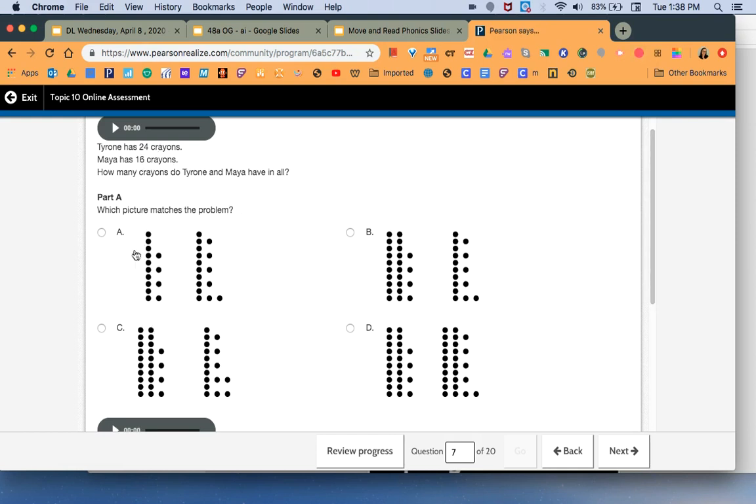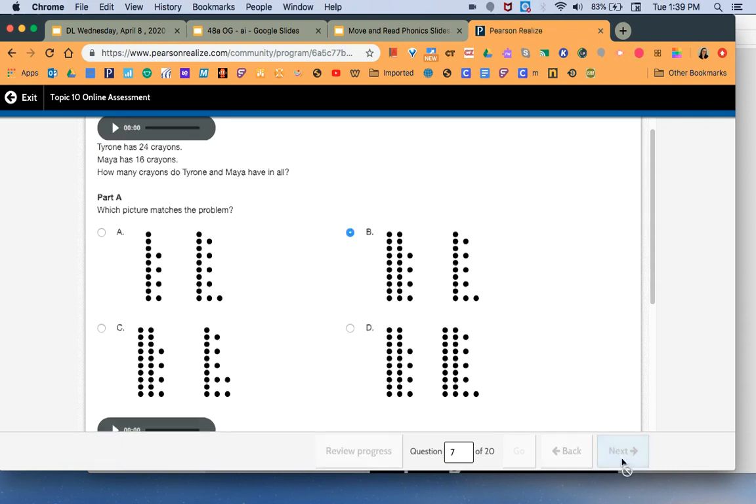So I'm looking at the first one to see if this is 24. I see 10, 11, 12, 13, 14. That definitely does not match my picture. Okay, let's see. 10, 20, 21, 22, 23, 24. Well, that one matches. Let's see if this side matches. 10, 11, 12, 13, 14, 15, 16. Well, great. I actually found the answer right away.